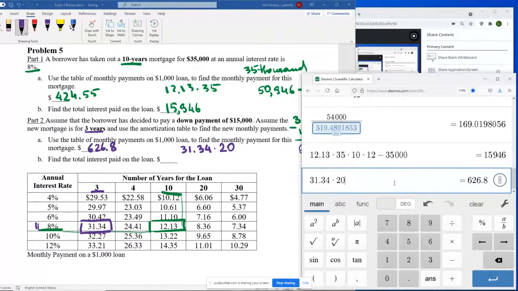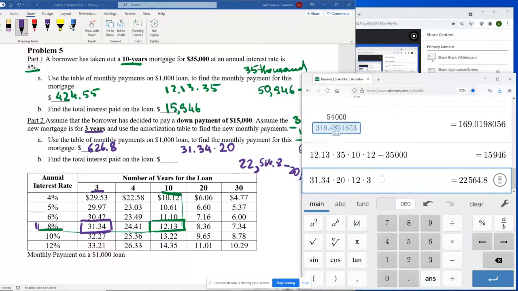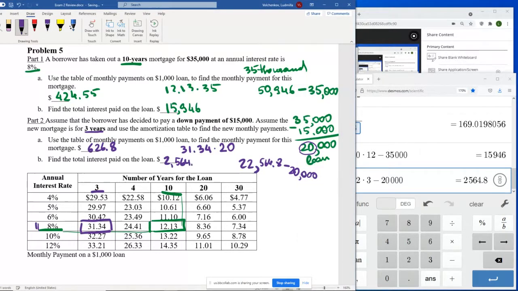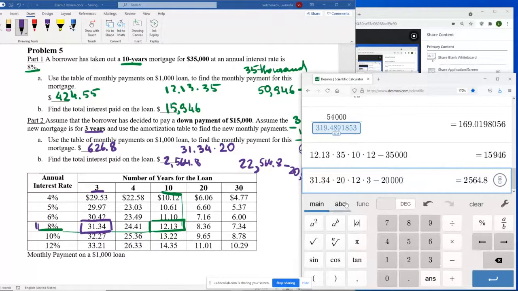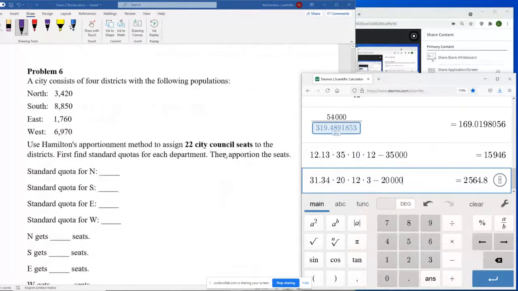And for the total, this regular payment will be paid every month, times 12, during 3 years, times 3. So the total amount of money that you will pay off will be 22,564.8 instead of 20,000. So the total minus 20,000. So the total interest paid will be very small, 2,564.8. So 3 years, 12. Okay. I hope you will show that you know how to use this table.